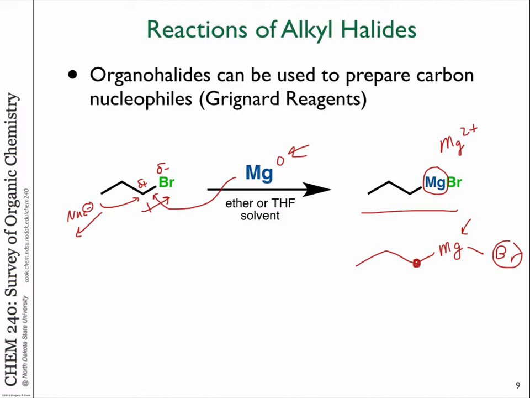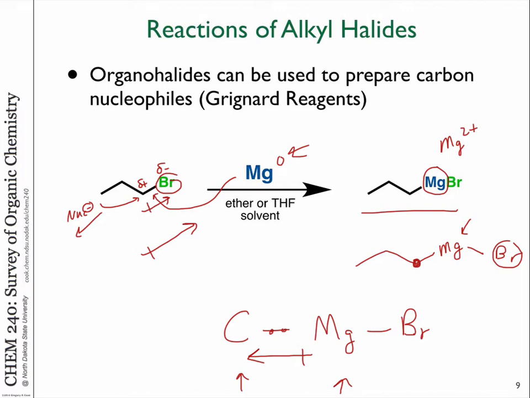Now, think about the polarization of the carbon bond in the product. In the carbon-bromine bond, the bromine is more electronegative, and so the bond is polarized with the carbon end being plus and the bromine being minus. Now we have a carbon-metal bond, in this case magnesium. What is the difference in electronegativity between carbon and magnesium metal? Clearly carbon is much more electronegative than magnesium. So this bond is actually now reversed. The electrons in the bond between the metal and the carbon are polarized towards the carbon.